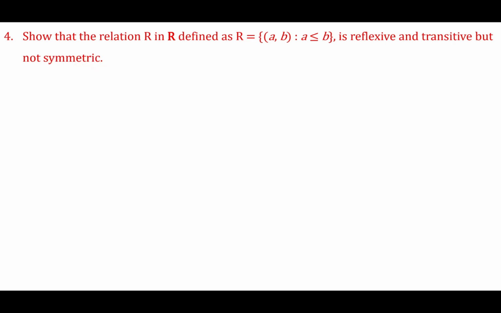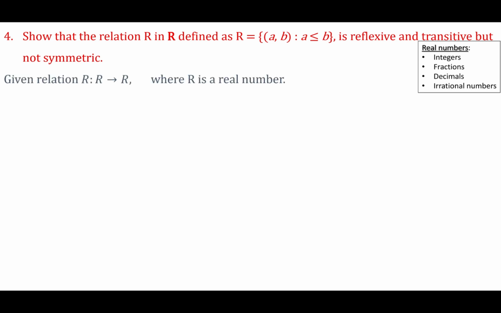Now, the given relation R is defined in R, where R is a real number. Real number means it could be an integer, fraction, decimal or irrational number. Any number which is represented on the number line is a real number. Now, the relation is defined as (A, B) such that A is less than or equal to B. This is the given. We need to check, is it reflexive or not?